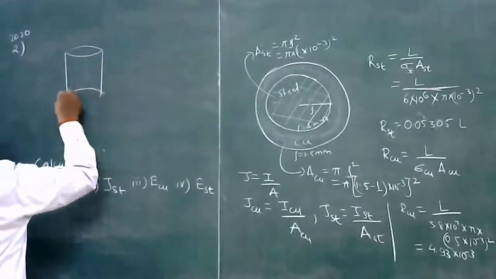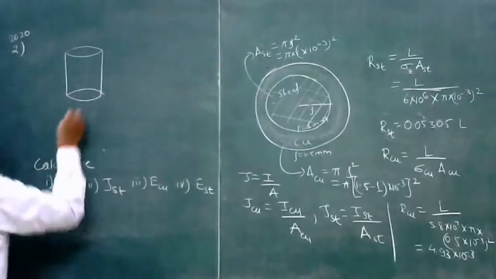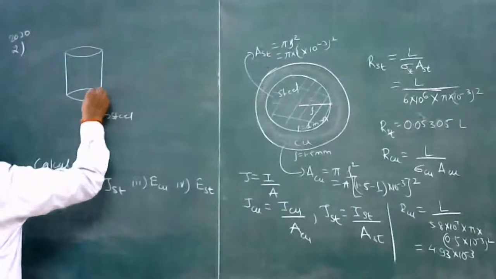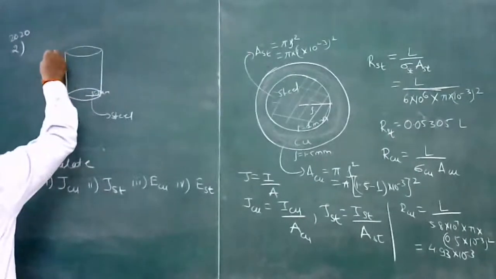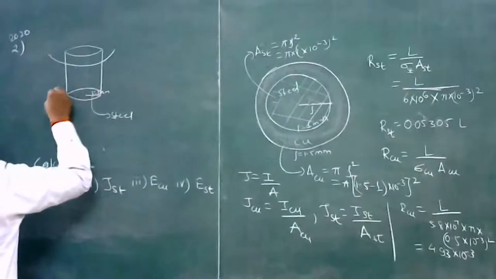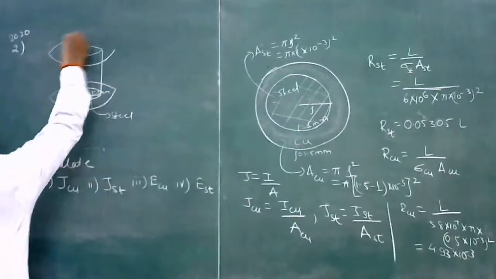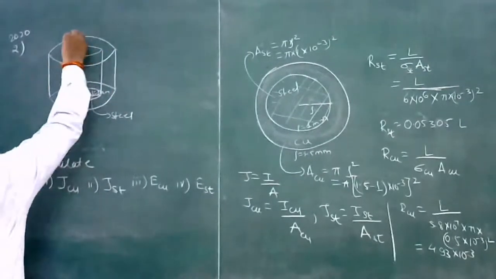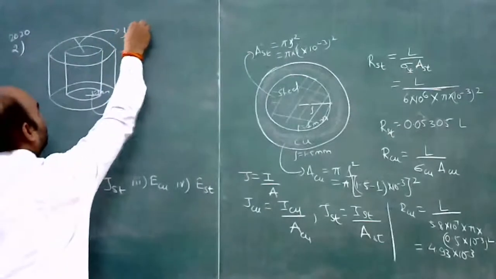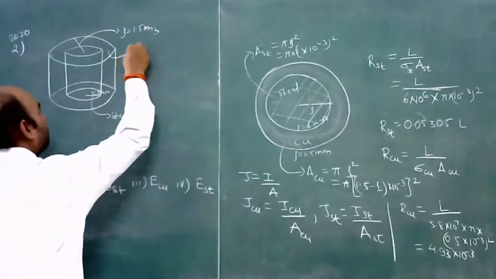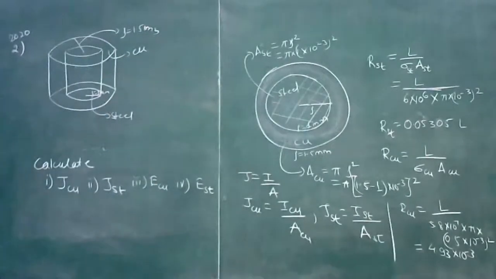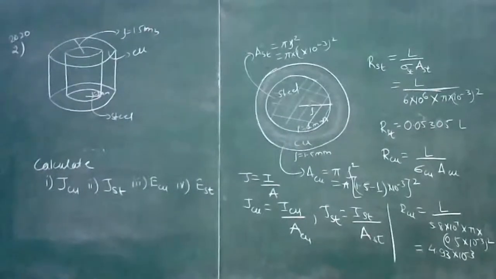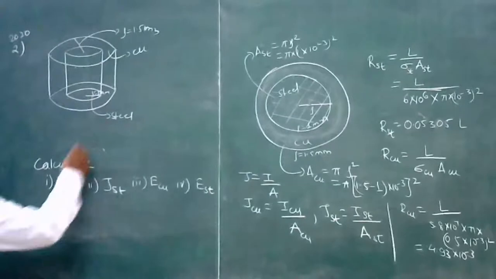Cylinders like this. So this is made up of steel, where rho is equal to 1.1 mm, and outside this there is another cylinder like this, where rho is equal to 1.5 mm. This is made up of copper. So the total current flowing through this conductor is 100 amperes.